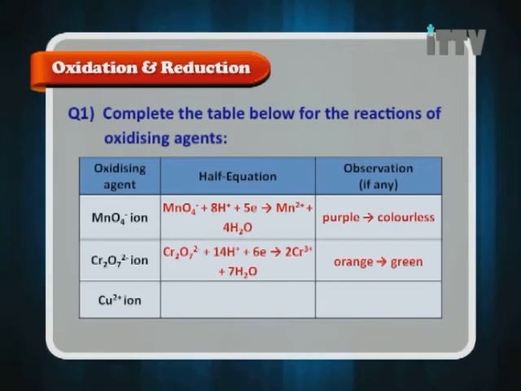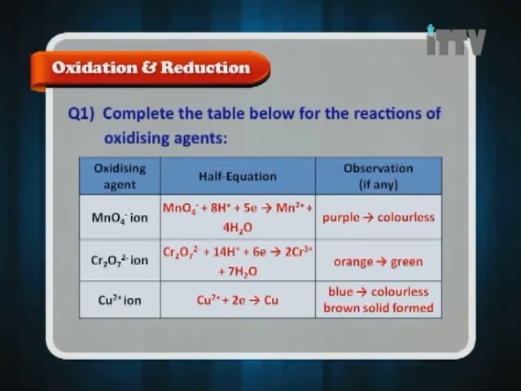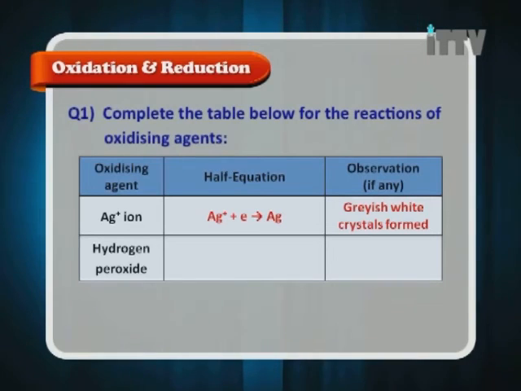For the dichromate ion, Cr2O7 2- would react with 14 moles of protons as well as 6 electrons to produce 2 moles of chromium 3+ ions, as well as giving 7 molecules of water. Change in color, orange to green. For copper 2+, it gains 2 electrons to become solid copper, and the observation will be from blue to colorless. Or we could say that a brown solid is also formed, indicative of the presence of copper. For the silver ion, it accepts an electron to become silver, so grayish white crystals are formed, indicating the presence of silver.